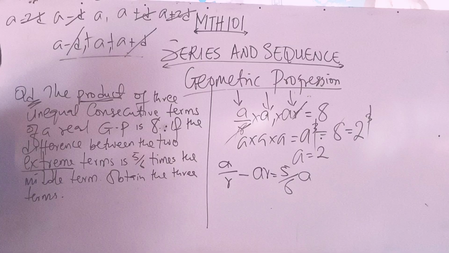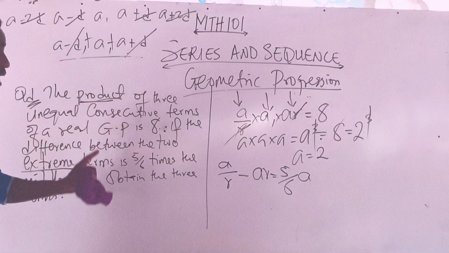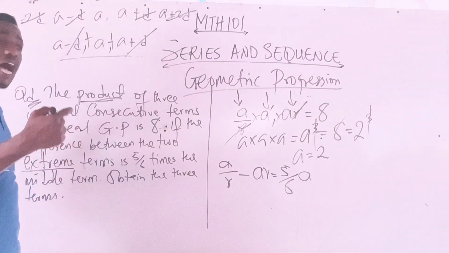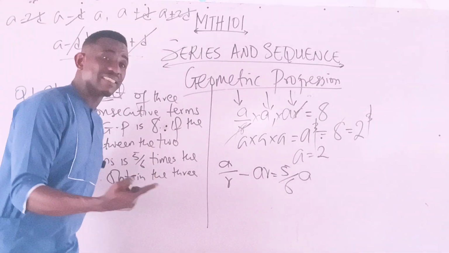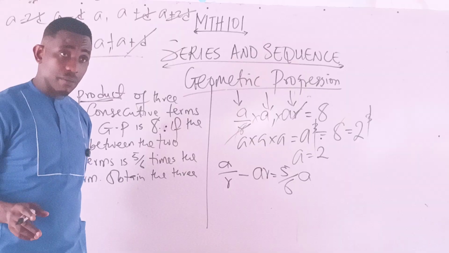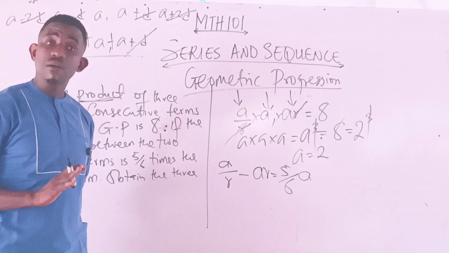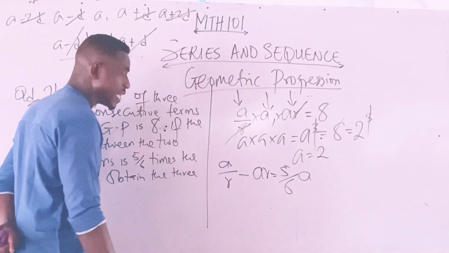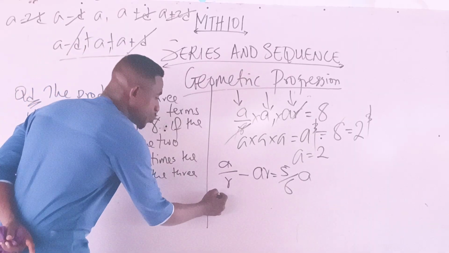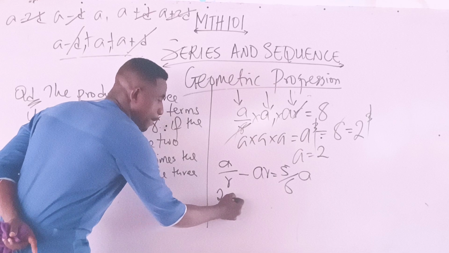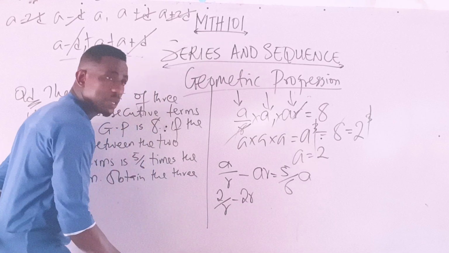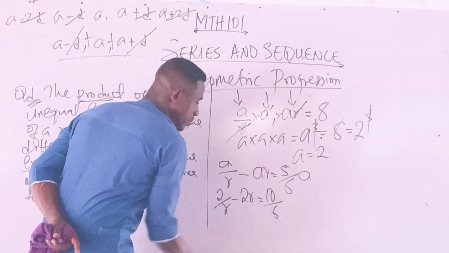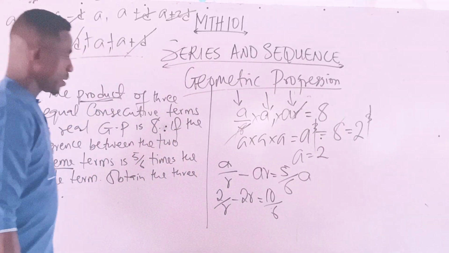Obtain the three terms. But thank God, I already know what A is. And because I have known A, my next target is to know what R is. Once I know my R, I'm good to go. So what is A? Say it again. Can I write 2 here, all over R, minus 2R, equal to what? 2 times 5 is what? 10 over what? Is it making sense now?